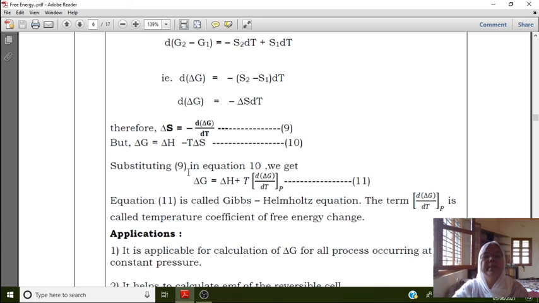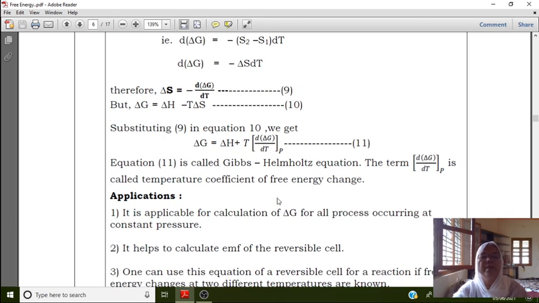Then substituting equation number 9 in equation number 10, we get delta G equal to delta H plus T, substituting this delta S value, d of delta G by dT at constant P. This equation is called the Gibbs-Helmholtz equation, and this term d of delta G by dT at constant P is called the temperature coefficient of the free energy change.